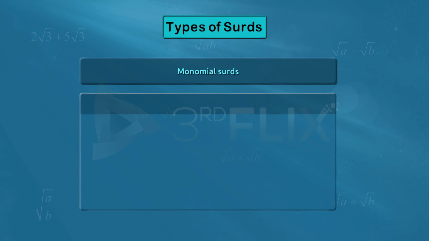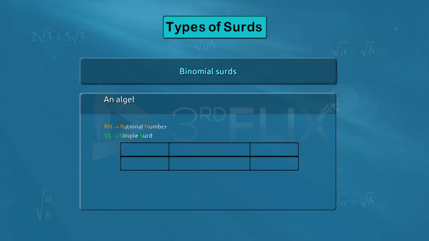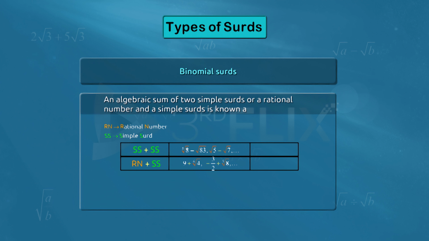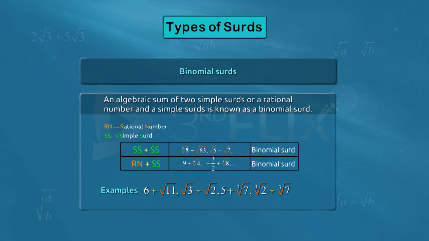Monomial surds. A single surd is called a monomial surd. Examples: cube root of 2, root 5, 6 by 3 into cube root of 3, and so on. Binomial surds. An algebraic sum of two simple surds or a rational number and a simple surd is known as a binomial surd. Examples: 6 plus root 11, root 3 plus root 2, 5 plus cube root of 7, cube root of 2 plus cube root of 7.